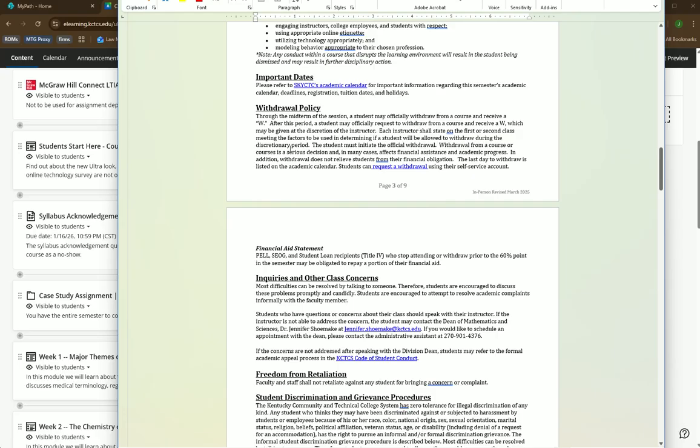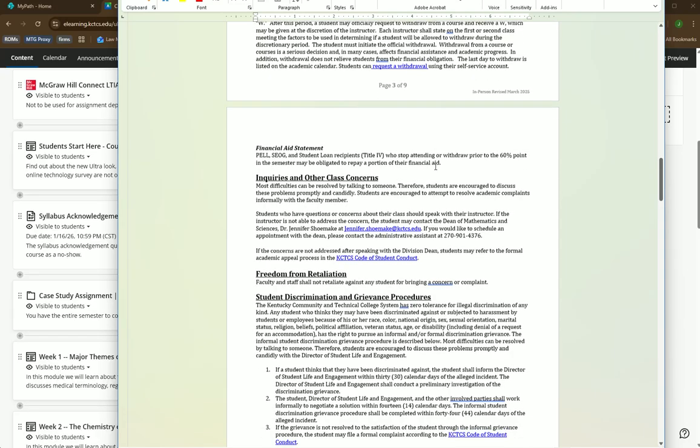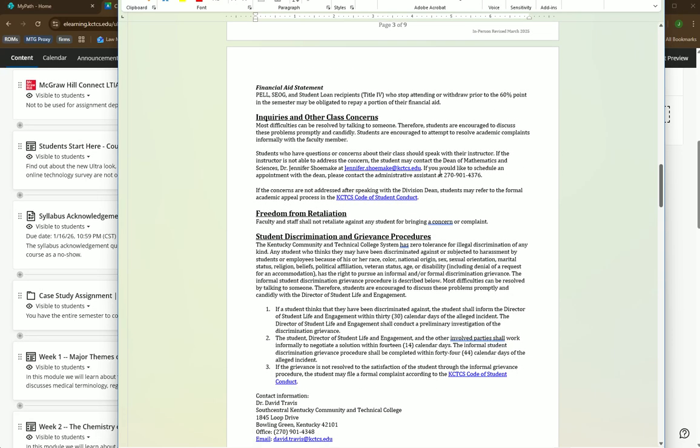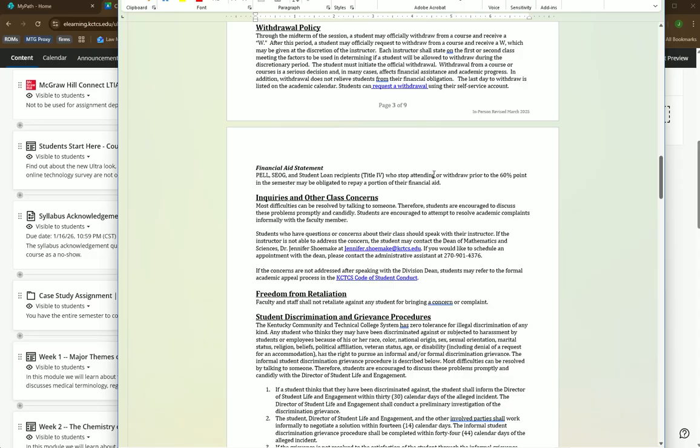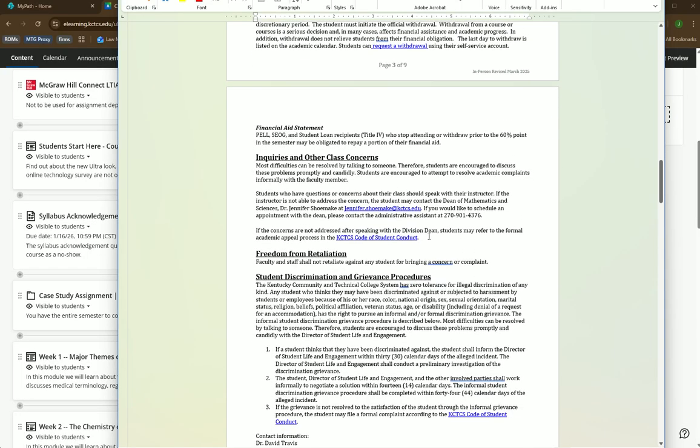Important dates can also be found through this link, SkyCTC academic calendar, withdrawal policy. You can read through that. Basically, the last day to withdraw from a course with a W is the last day you get a W. Anything after that will be an E, essentially, which is a failing grade.